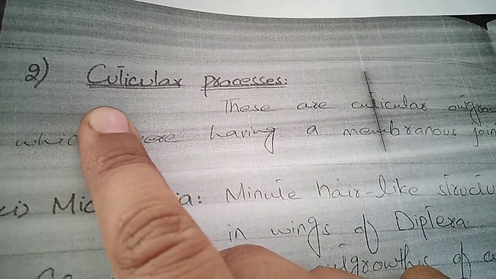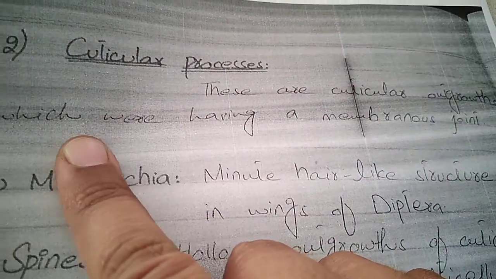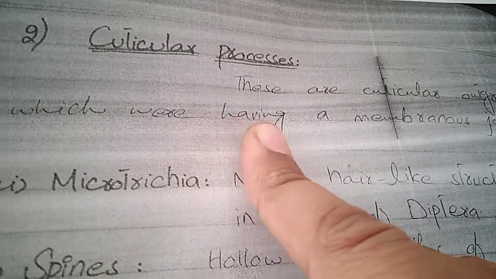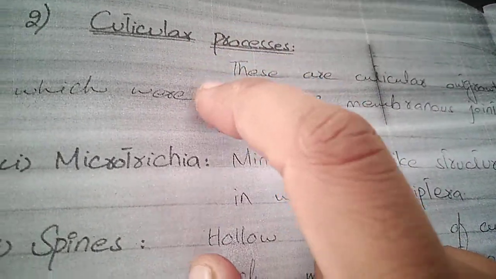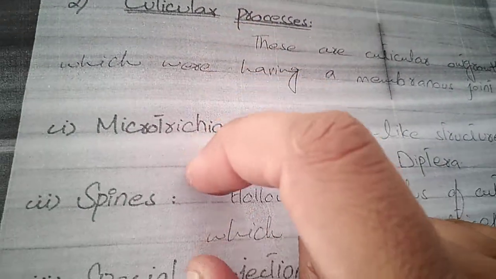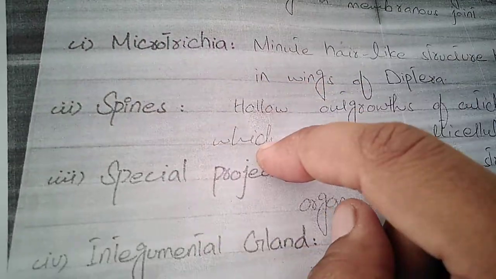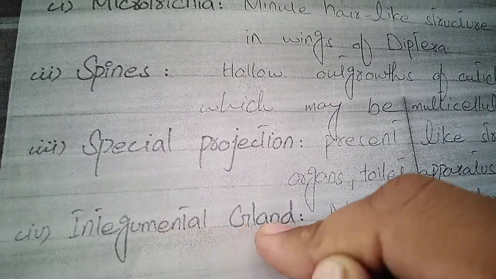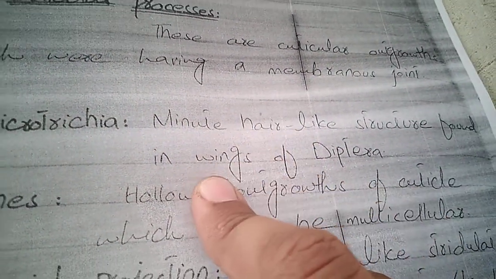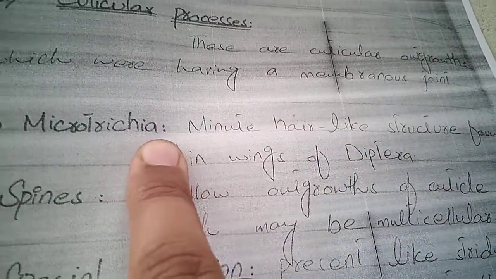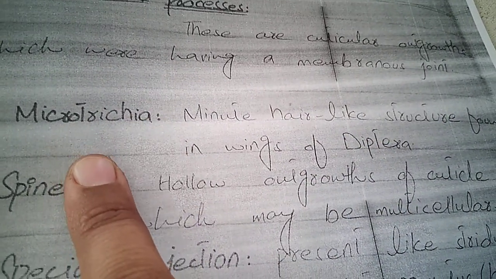Cuticular processes. These are cuticular outgrowths which have a membranous joint. And now there are further divisions of the cuticular processes: microtrichia, spines, special projections, and integumental glands. Microtrichia are minute hair-like structures present in the wings of the order Diptera.